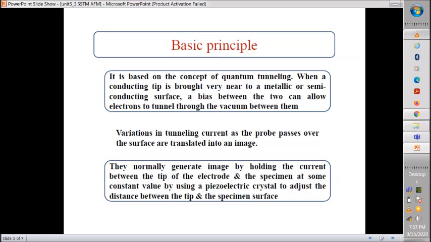They normally generate the image by holding the current between the tip of the electrode and the specimen at some constant value, by using a piezoelectric crystal to adjust the distance between the tip and the specimen surface. So here quantum tunneling has to be noted, and with quantum tunneling, conductivity has to be taken into account to make an image. And for this, piezoelectric crystals are used to maintain a distance between the sample and the conducting tip.